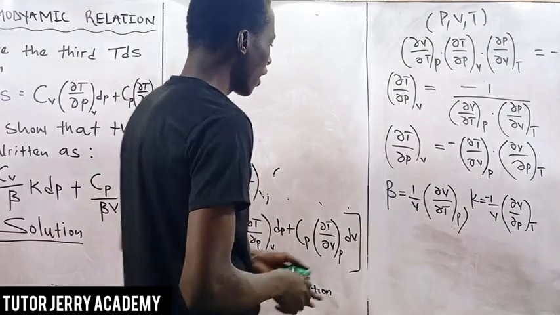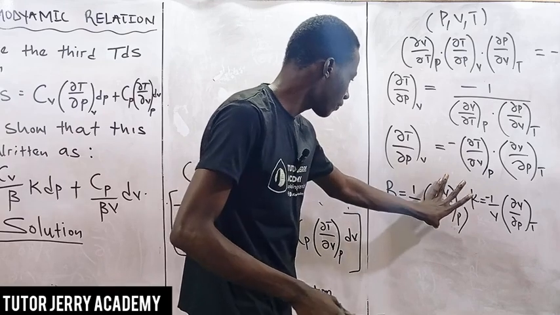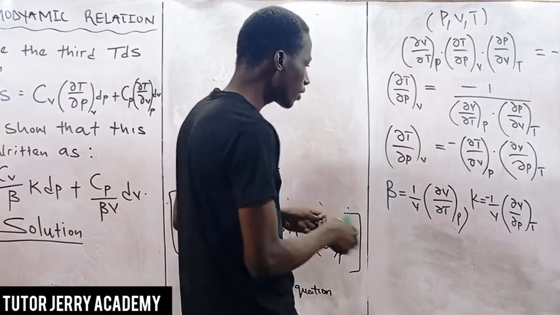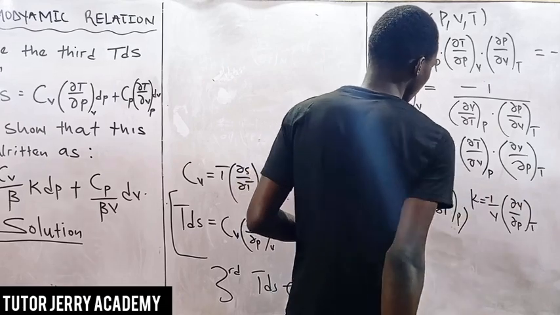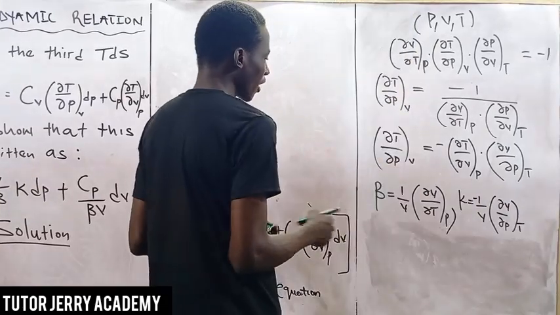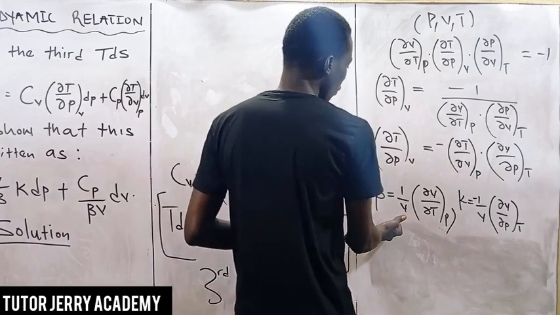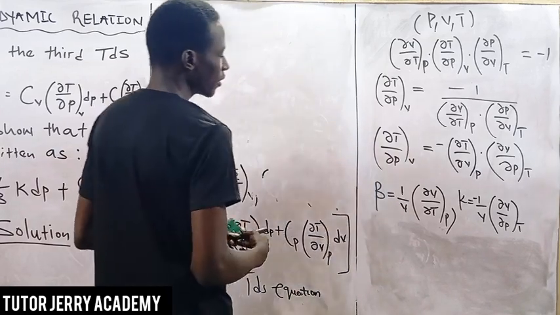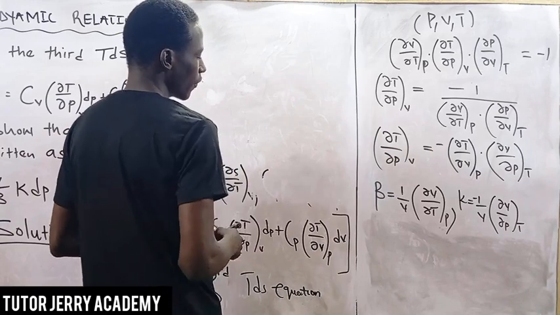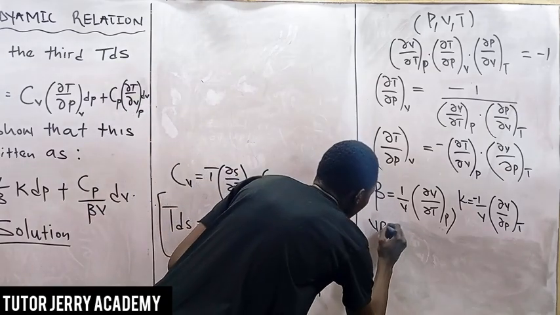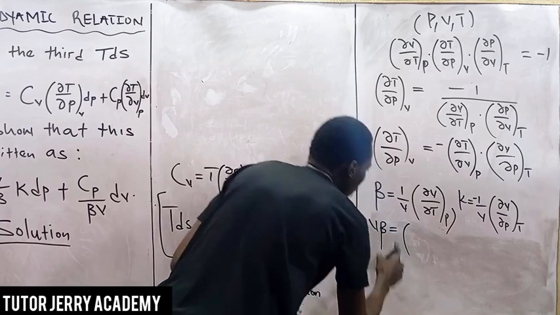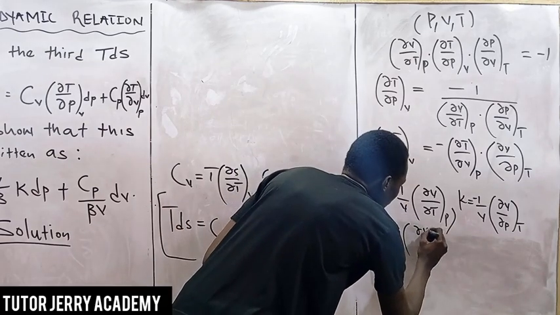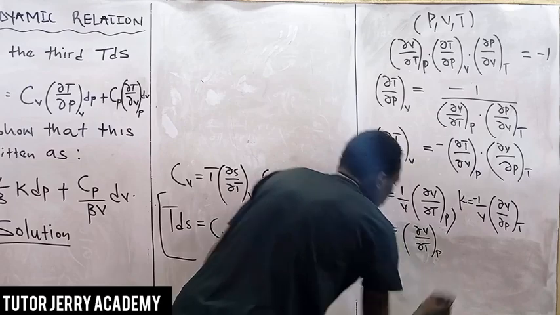Next, what are we going to be doing? I'm going to be making this the subject of this relation, and also this the subject of this relation. In order to move further, what am I going to do? From here, first I'm going to be taking the inverse of this equation. Before I do that, I can multiply both sides by V. If I do that, I will have V multiplied by beta to be equal to, of course, if V multiplies this, it's going to cancel this, and that is gone. We have the partial derivative of V all over the partial derivative of T, keeping P constant.